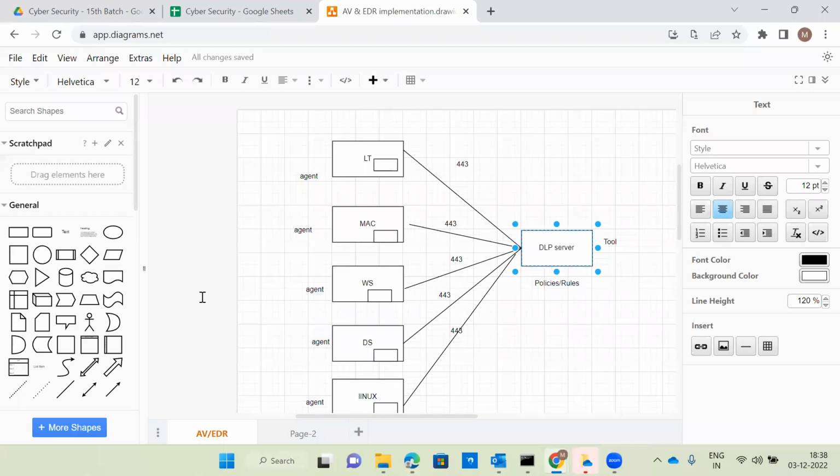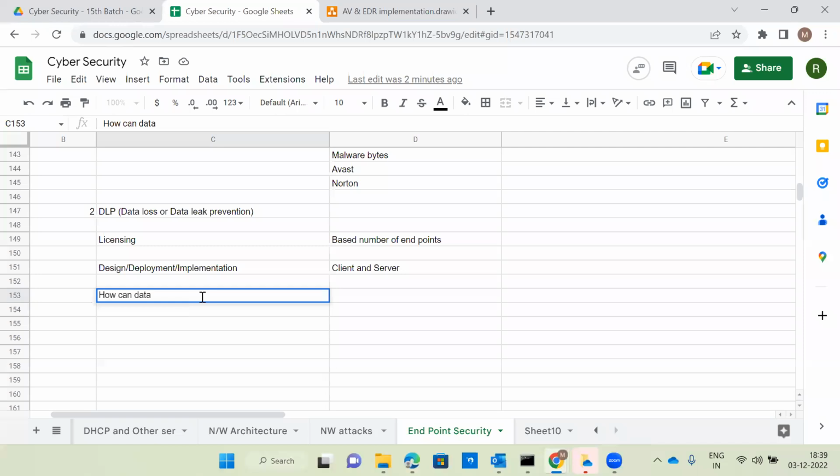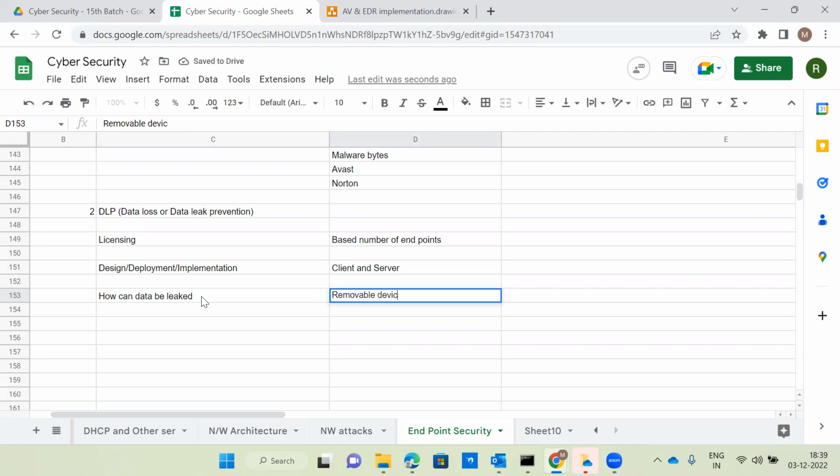Next one is how data can be leaked. What are the different ways data can be leaked? As I said, one is through removable devices. The second one is through email attachments or emails. The third one is through websites. The fourth one is through cloud. So these are all the ways the data can be leaked.